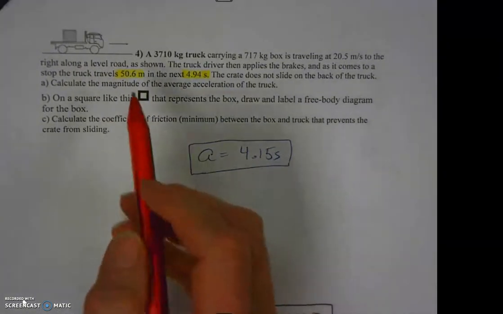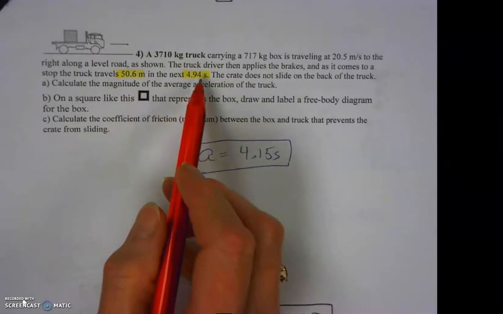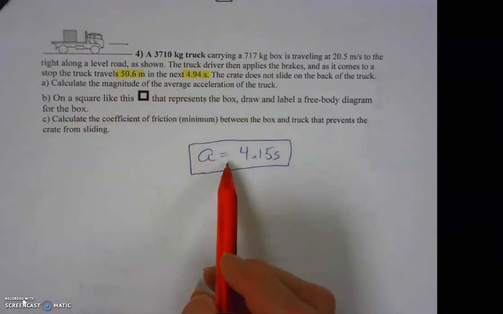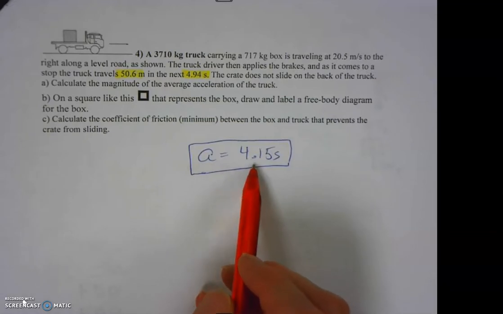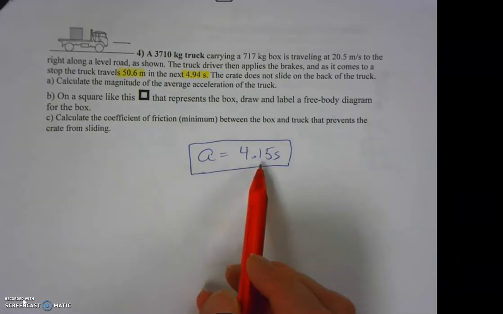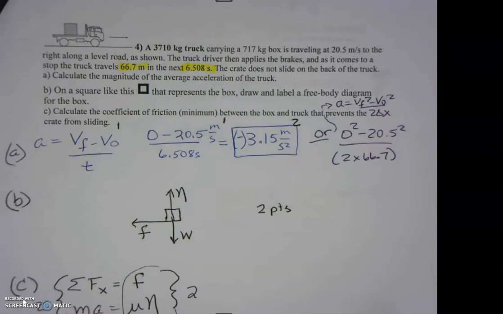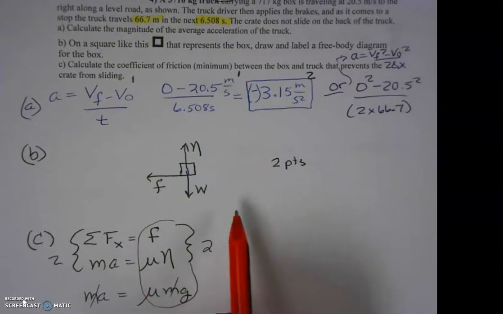If you had the other version, the difference was just that there was a different stopping distance and a different length of time required for it to stop. Both of those numbers will generate the same acceleration, by the way. So the magnitude here is 4.15. The actual acceleration is negative because it's braking, and it's drawn moving to the right.